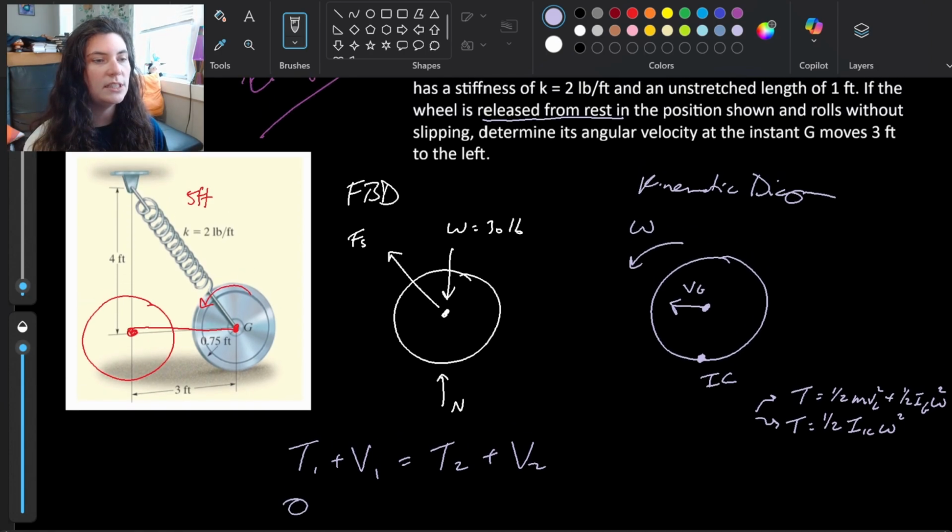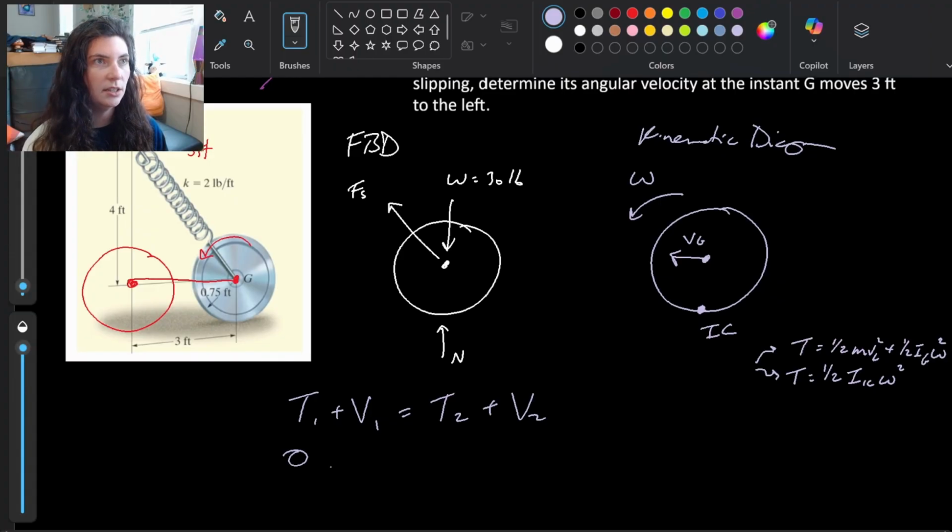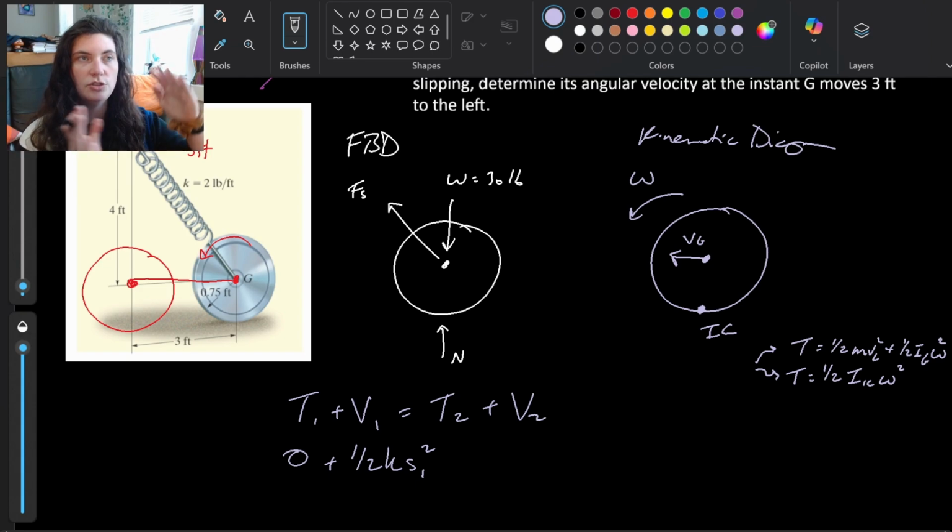Then we're going to look at our initial potential energies. We said the only thing that is doing any work, and can have any potential, is that spring force. So the potential energy for a spring is 1/2 k s1 squared. S1 is your initial stretched value minus your unstretched value. What is the displacement of the spring? How much is that spring displaced?